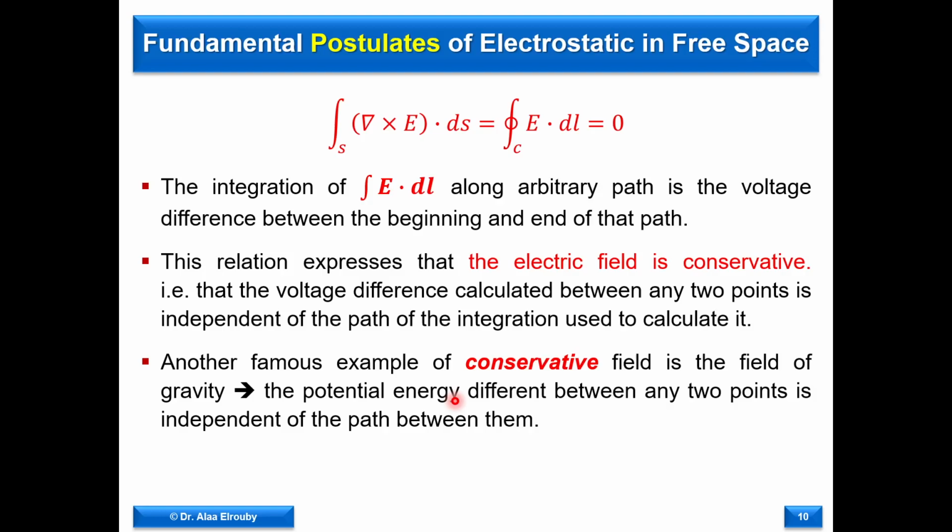Same thing here in the electric field. The potential difference between 2 points depends on their geometry or their positions. It's not dependent on the path you take to find the potential difference. So E dot dl between any 2 points is a constant value irrespective of the path. This is the meaning of a conservative field.